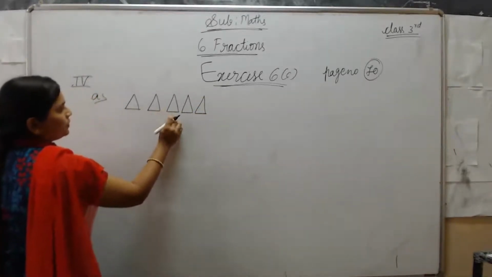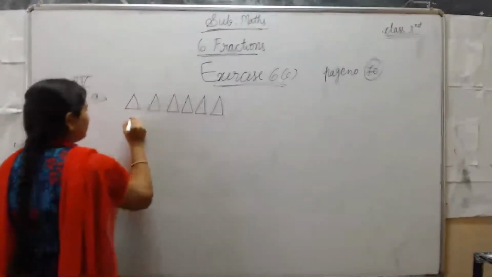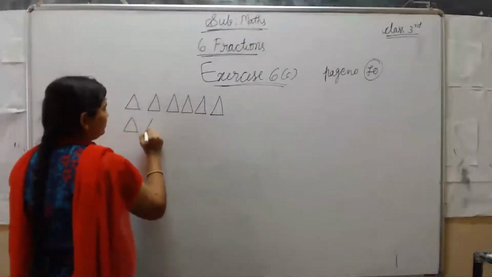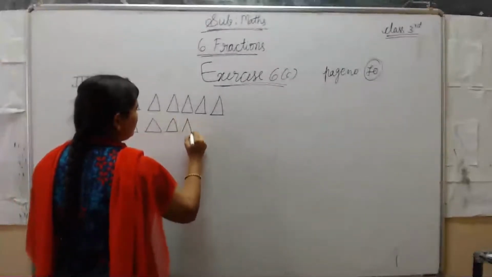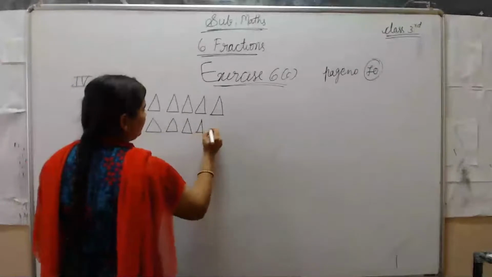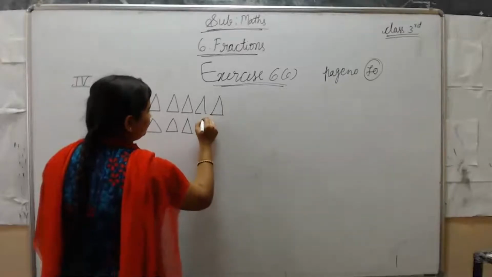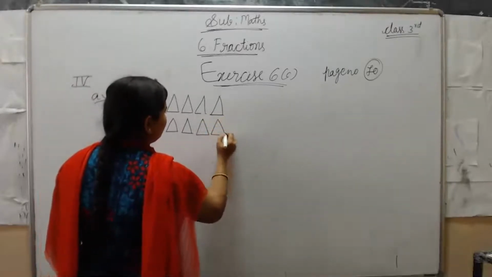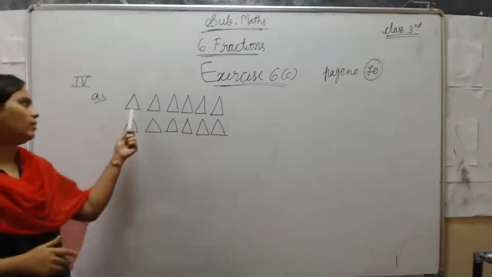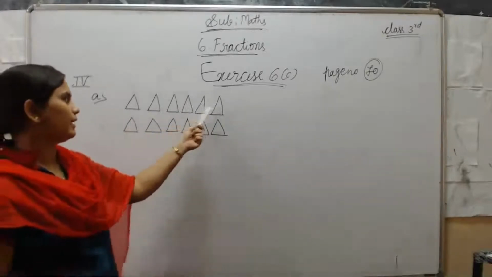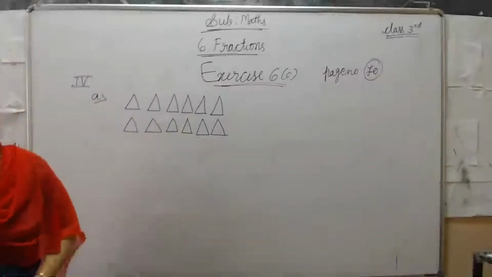1, 2, 3, 4, 5, 6, 7, 8, 9, 10, 11, 12. How many triangles are there? 12 triangles.